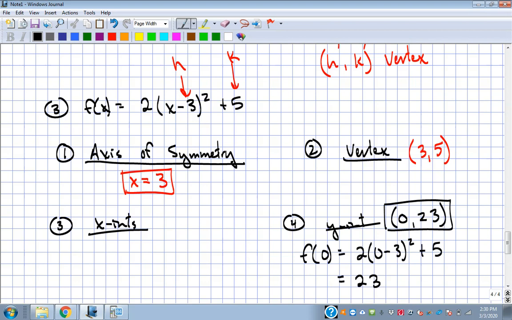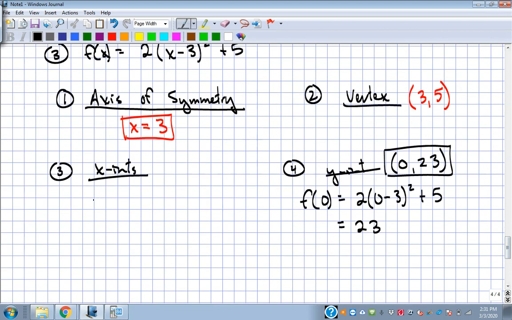Now, x-intercept's the harder part. It's not in standard form, so that doesn't allow us to use the quadratic formula. We would have to multiply it out to get it into standard form. That seems like a lot of extra work. It was a lot of extra work if we did it that way for the intercept form. So there's got to be a better way. There is. There's a wonderful method called solving by square roots that we can use.